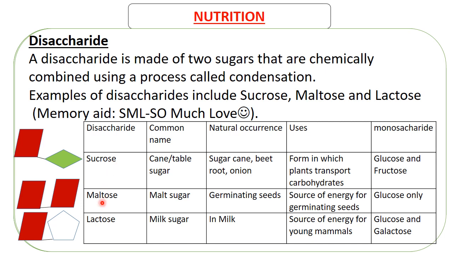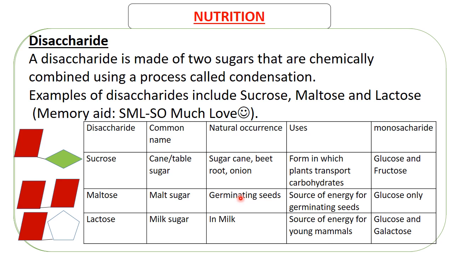Then when you combine two glucose, you get maltose. So the common name for maltose is malt sugar. I don't know if you know malt, but malt is like millet or wheat, but not exactly. It's a type of millet or wheat also. So maltose is usually found in germinating seeds. So like I've said, wheat, millet, they're like seeds. So malt is usually found in germinating seeds.